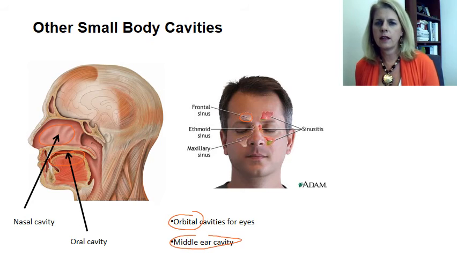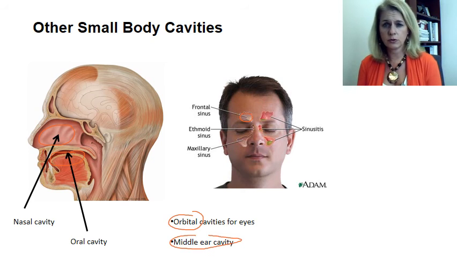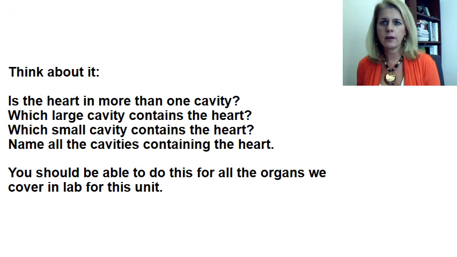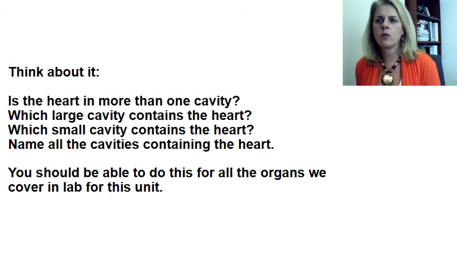Now, one more hint. A lot of my questions are what are called all that apply questions. Instead of just a multiple choice question, you may get an all that apply question, and you want to say what all are true. So let's think about this. Is the heart in more than one cavity? Yes, it's in the ventral cavity, the thoracic cavity, and the pericardial cavity. Which large cavity has the heart? That would be the ventral cavity. Which small cavity would be the pericardial cavity. Your all that apply question would be to name all the cavities containing the heart.